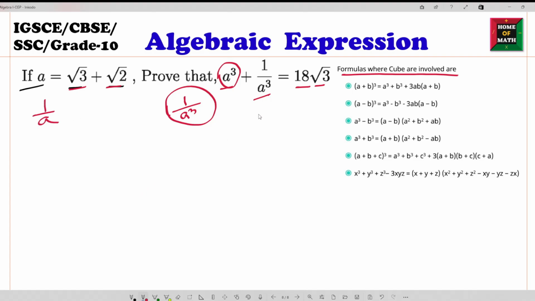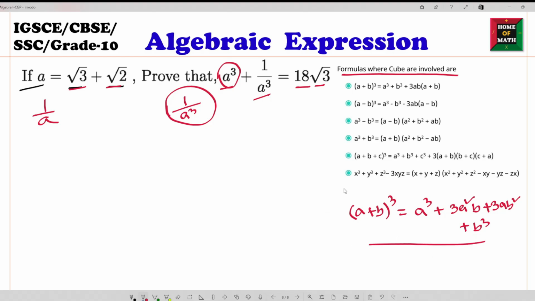Second, which formula will we use? In the cubic formula, like a plus b whole cube, we know it is a cube plus 3a square b plus 3ab square plus b cube. By this formula we can make more formulas like this, right? Now we have two things in the cubic formula. One is value and one is factor. So here, let's see what we will use.